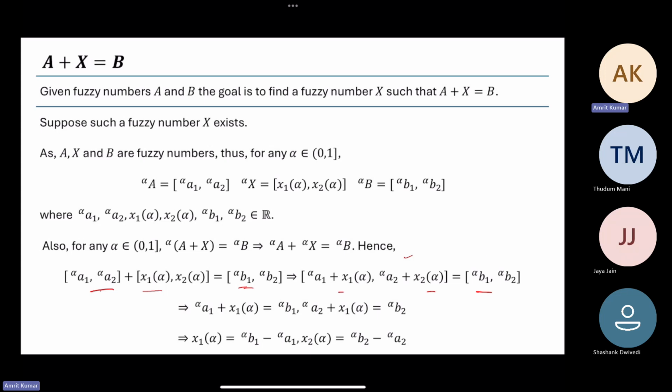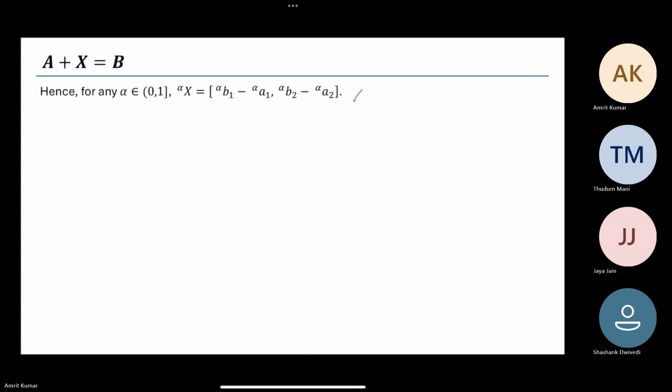So these two closed and bounded intervals are equal, which means their corresponding endpoints are equal. Therefore, alpha A1 plus X1 of alpha is equal to alpha B1, and similarly for 2. Therefore, you can figure out X1 of alpha and X2 of alpha, right?